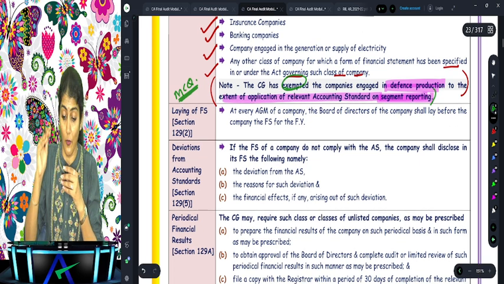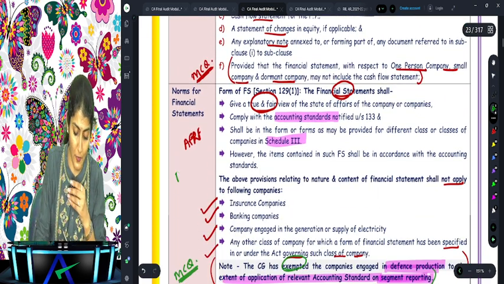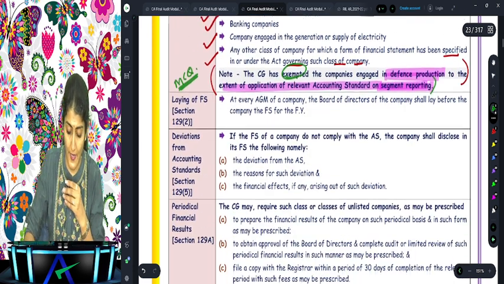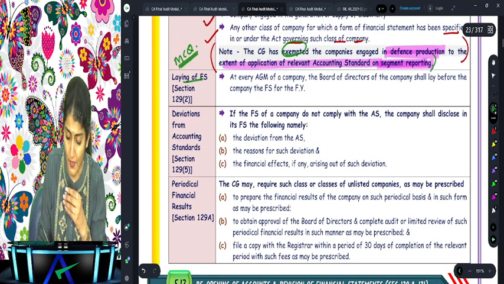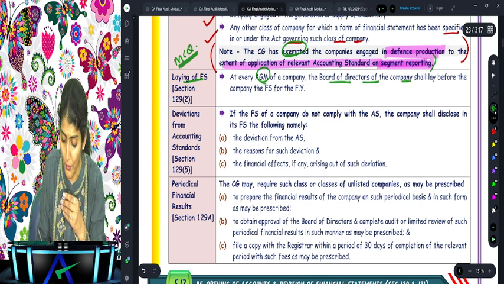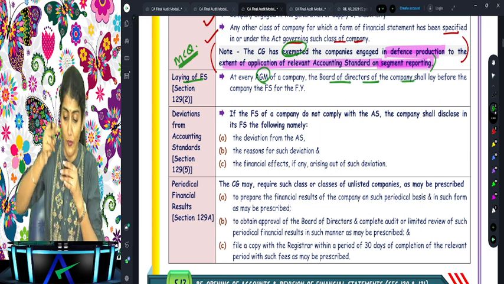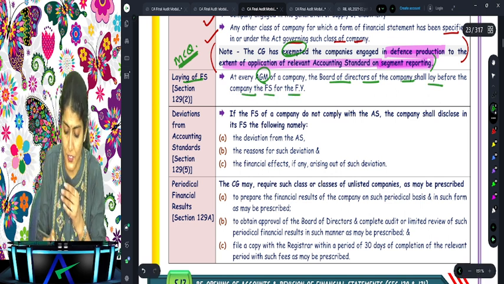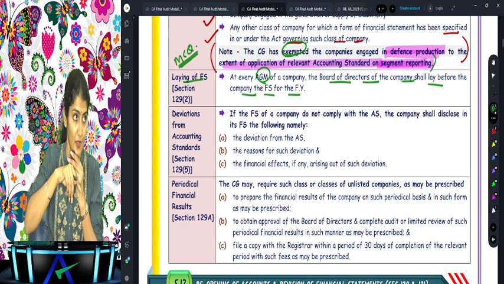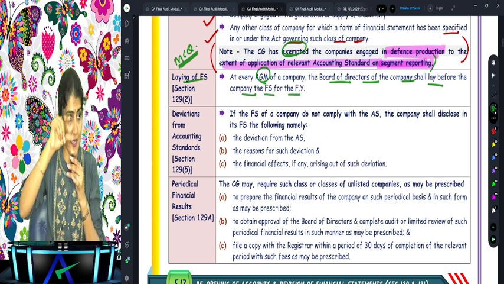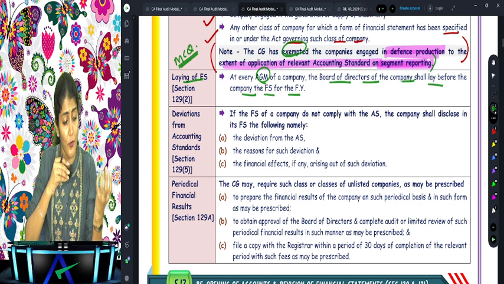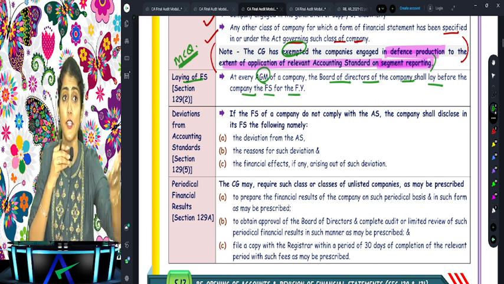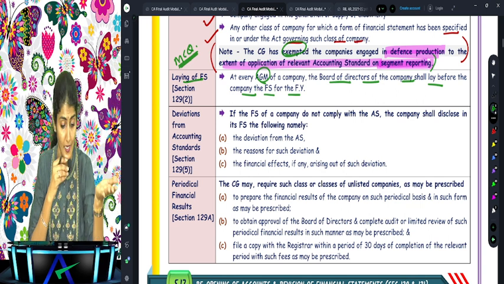Okay, right, now these financial statements are being prepared. How have they been prepared? As per the AS and Schedule 3. Now, what to do of these financial statements? They have to be laid before the members of the company by the board of directors. So at every AGM of the company, the board of directors shall lay before the company the financial statements for the financial year. Now that the company has prepared financial statements, what to do of that? The board of directors should present it before the shareholders of the company at the AGM. Are you understanding that? Okay, right.